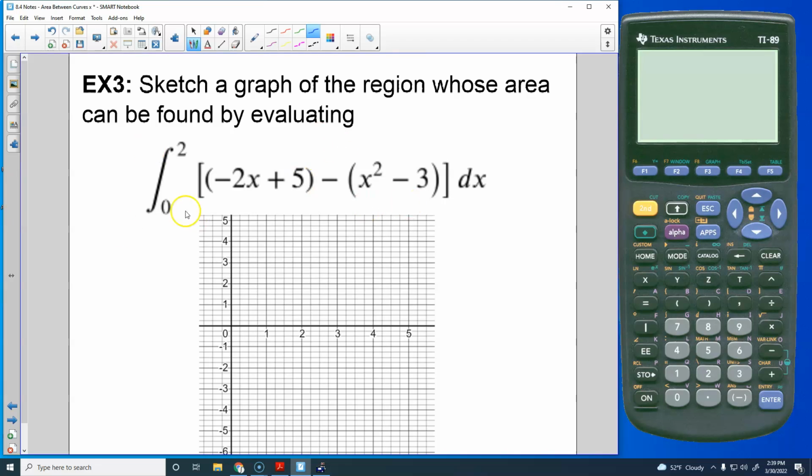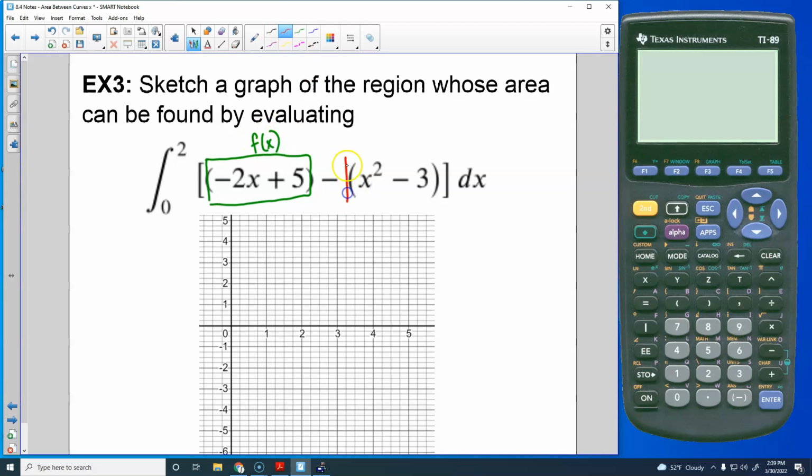Alright, so let's get back to this. This type of problem, you're going to have a couple of these that you have to do as well. It gives you the integral that's already set up, and you're supposed to sketch a graph of the region whose area can be found by evaluating this integral. So it's pretty simple, actually. It's just this right here. That is your f of x function.